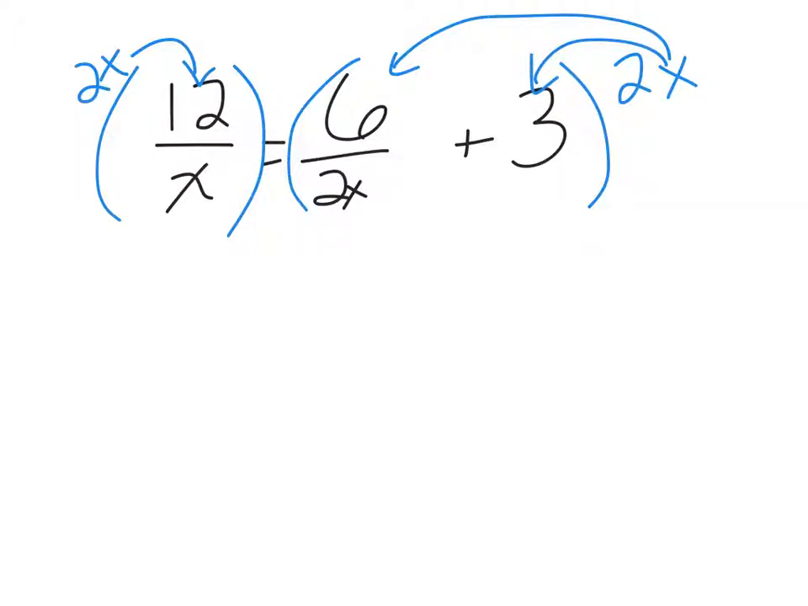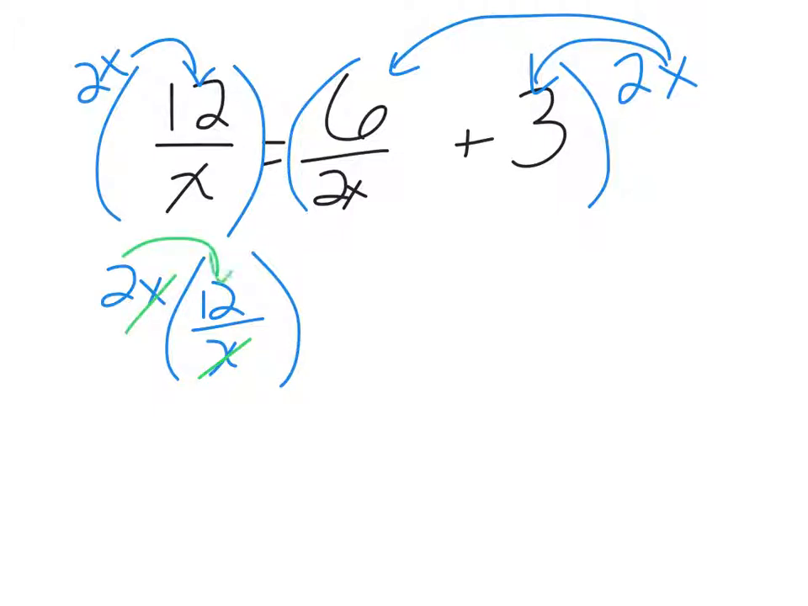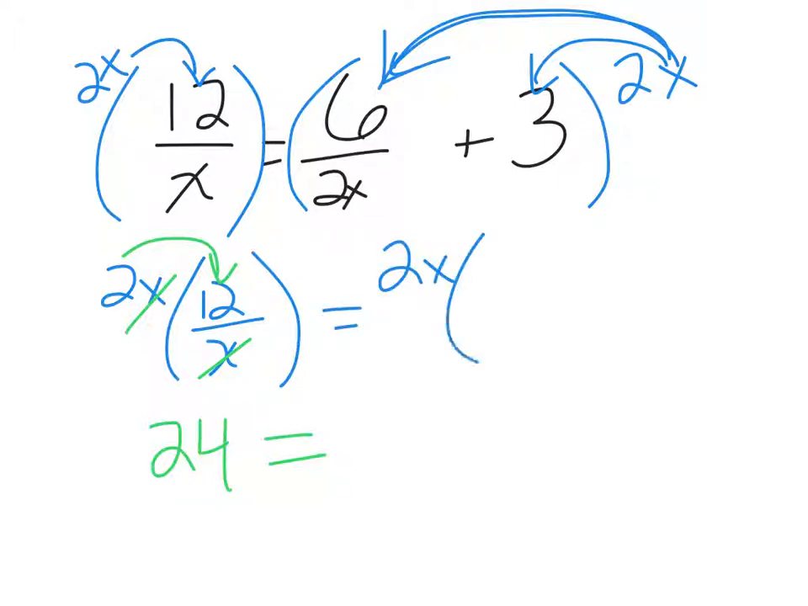Looking at just 2x times 12 over x, since x is in both the denominator and the numerator, the x and x will cancel out, leaving me with 2 times 12. Therefore, this right here is just 24. Then that's equal to what we'll do on the other side, where I'm distributing the 2x times the 6 over 2x. Let me write that out so you can see it clearer.